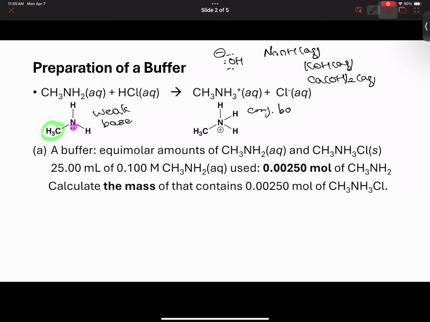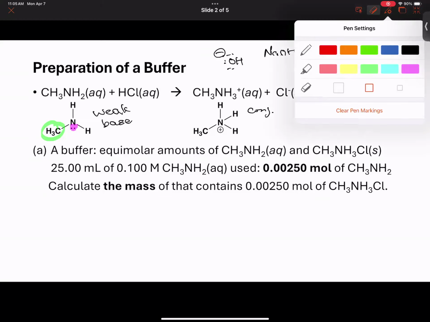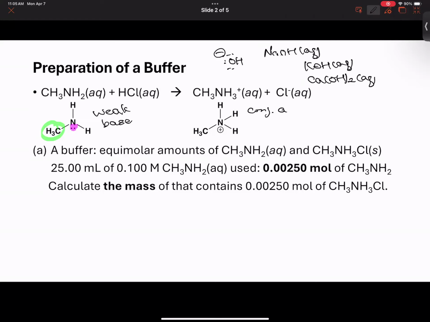Conjugate acid, I'm sorry, this one is conjugate acid. This conjugate acid is a weak acid. What we need to remember is the Ka value of the conjugate acid and the Kb value of the base. When you multiply them, it is the same as Kw, the dissociation constant of water, 1.0 times 10 to the negative 14 power at room temperature.